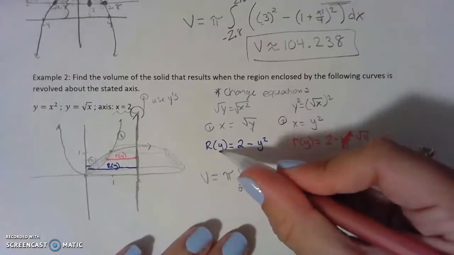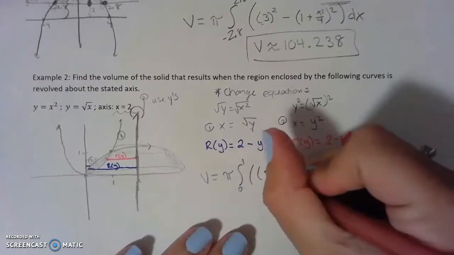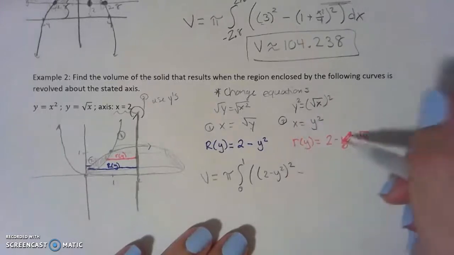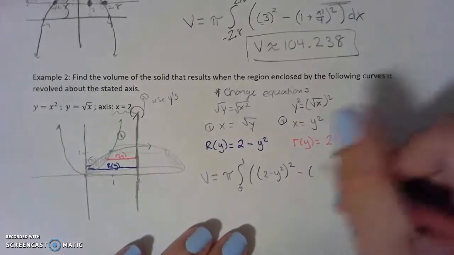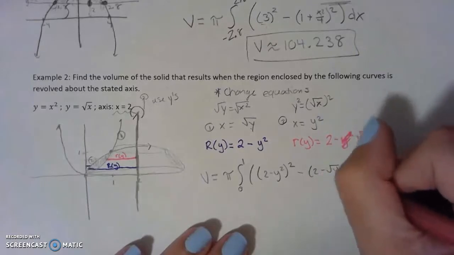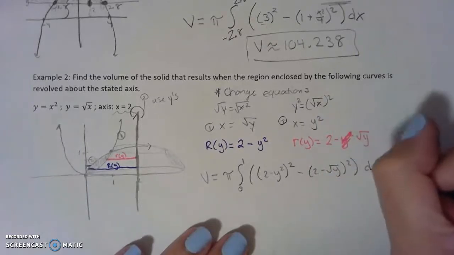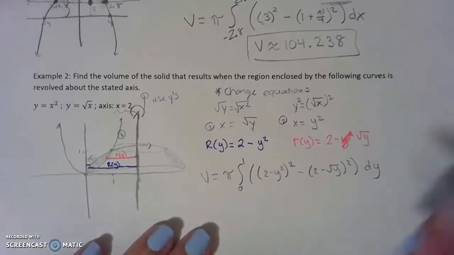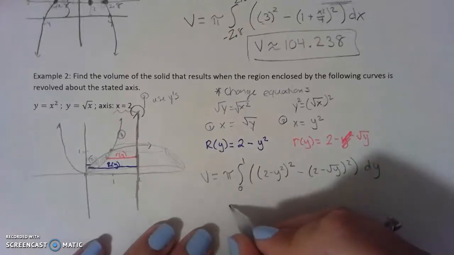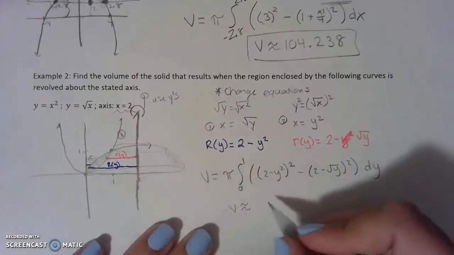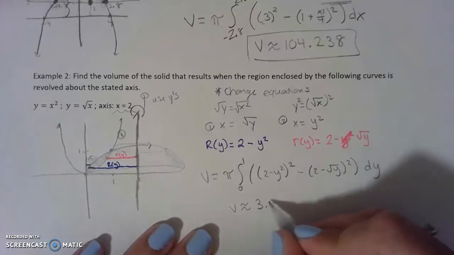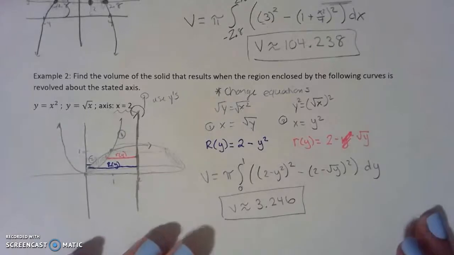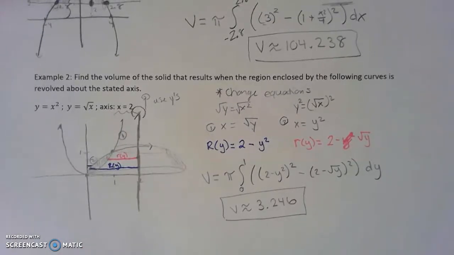So my capital R, my outer radius, is 2 minus y squared, and that all gets squared. Then I'm going to subtract my inner radius, which is 2 minus the square root of y, and all that is squared, and this is in terms of dy. Okay? When we type this into our calculator, we are going to get that this is approximately, when we make it a decimal, 3.246.